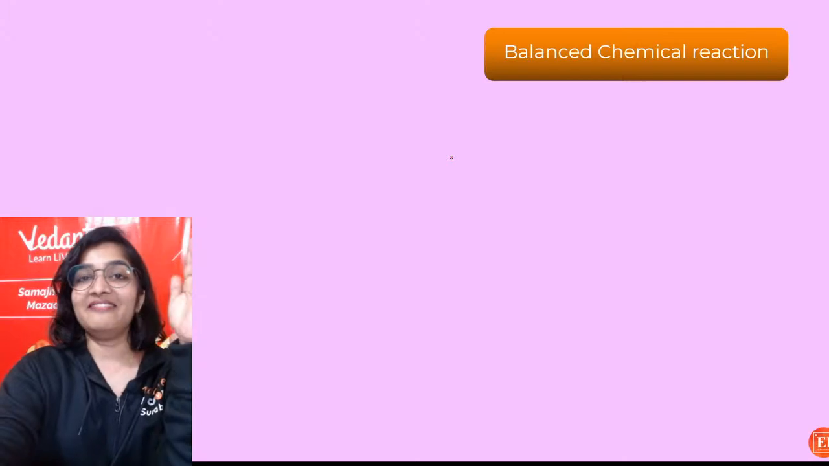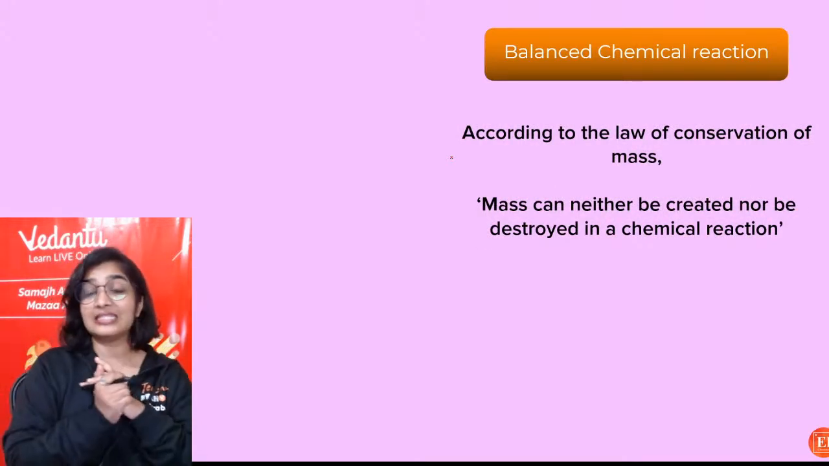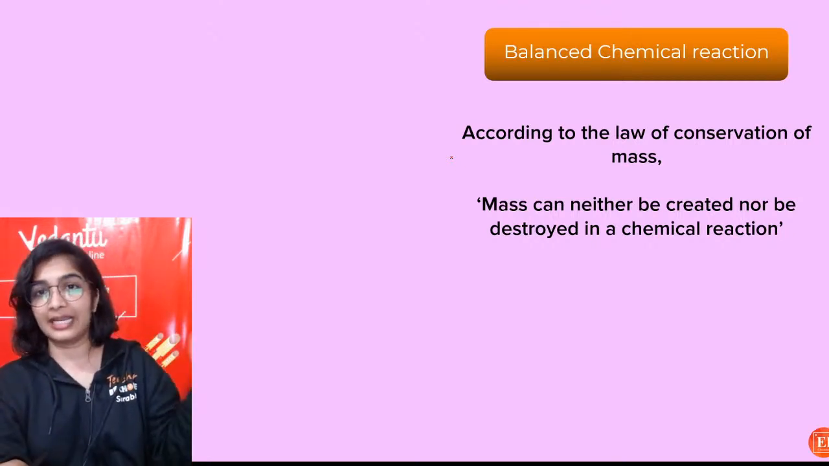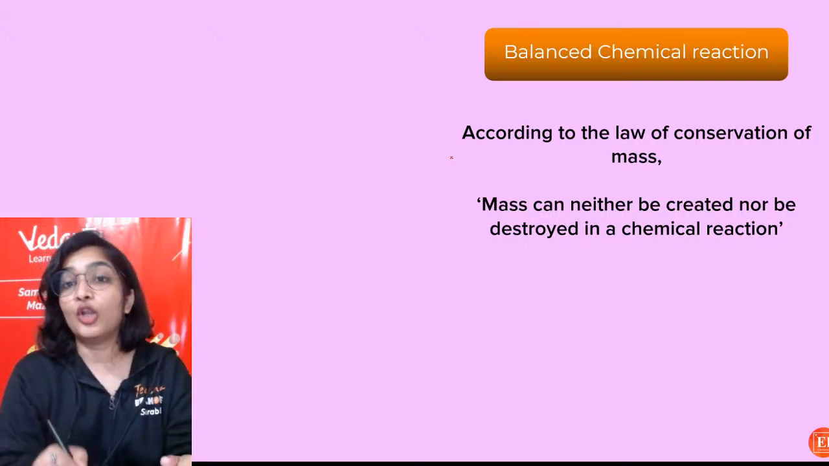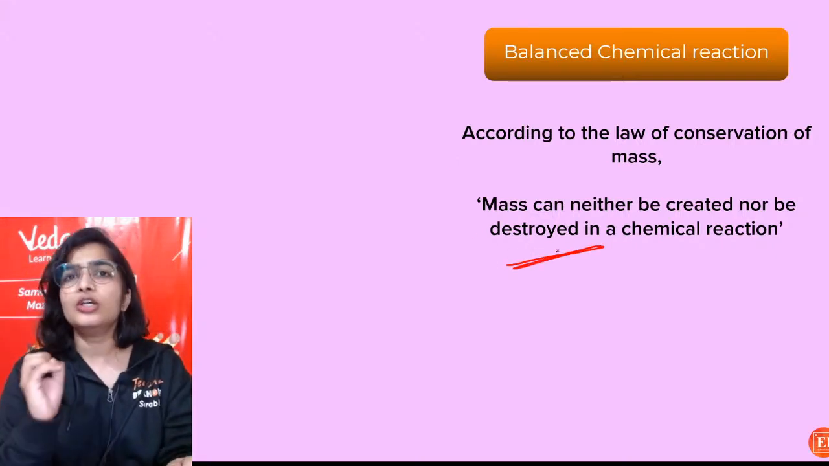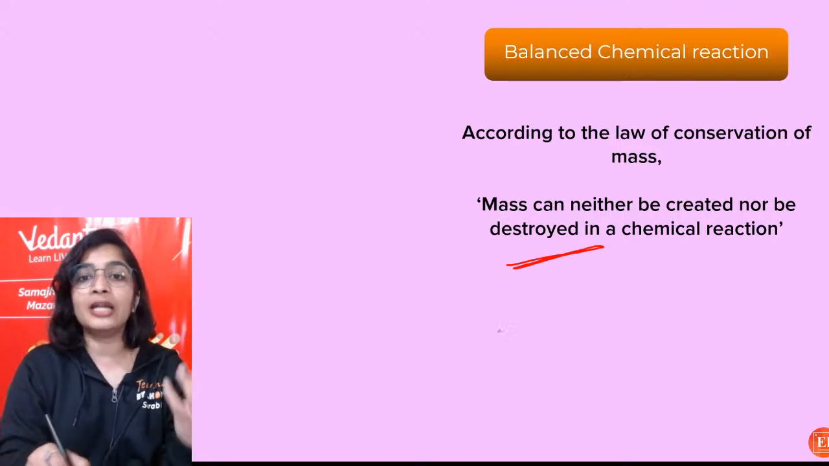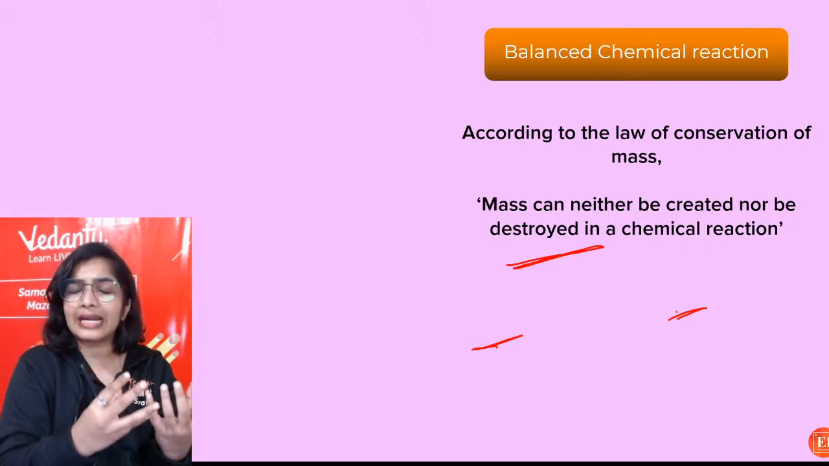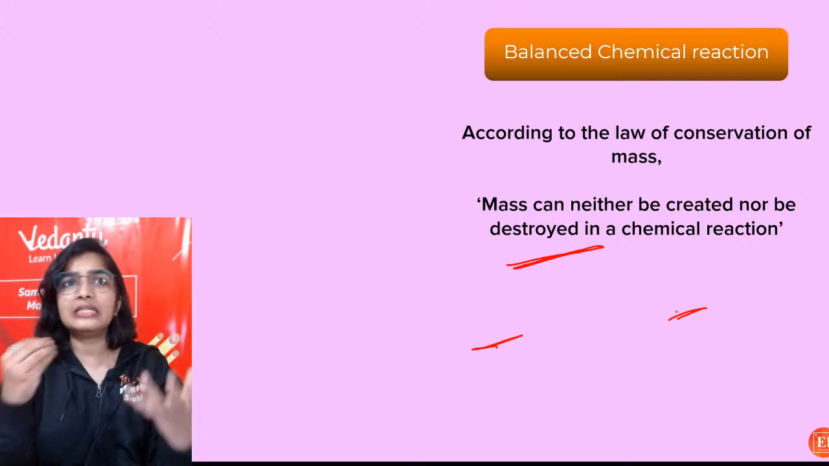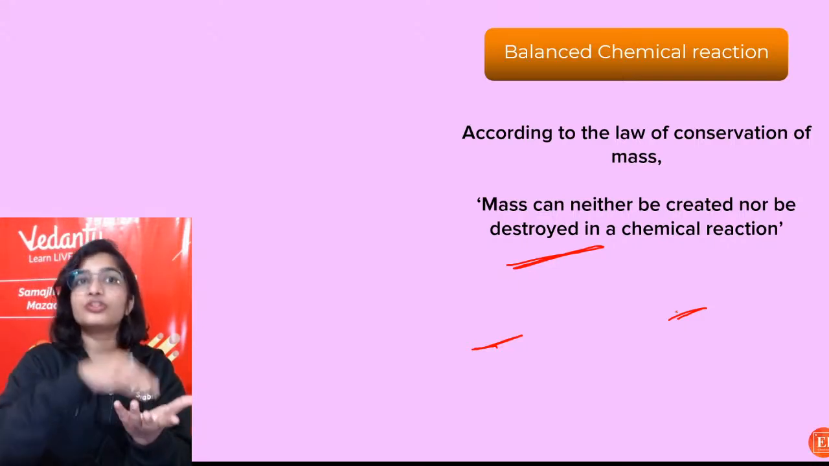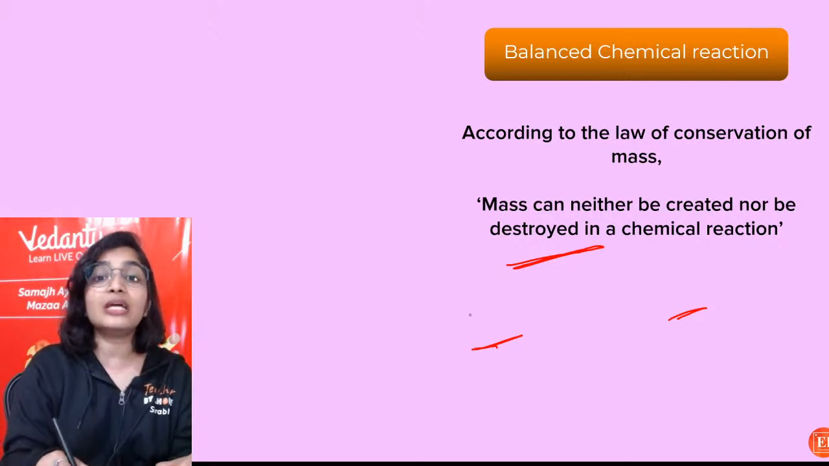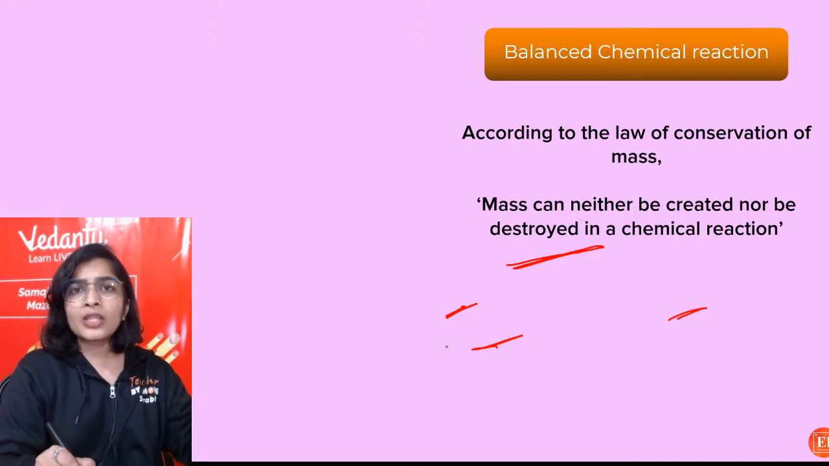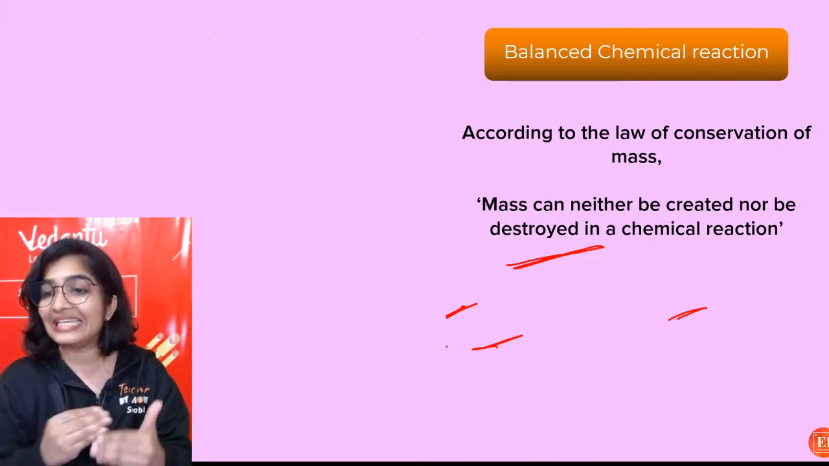At the end, very important, is the balanced chemical reaction. According to the law of conservation of mass, which you all have studied in class 9, mass can neither be created nor destroyed in a chemical reaction. So obviously we have to make sure that the mass of reactants is equal to the mass of products. The mass of any substance depends on the atoms of which it is made, so we have to make sure that the number of atoms present on both sides is equal.